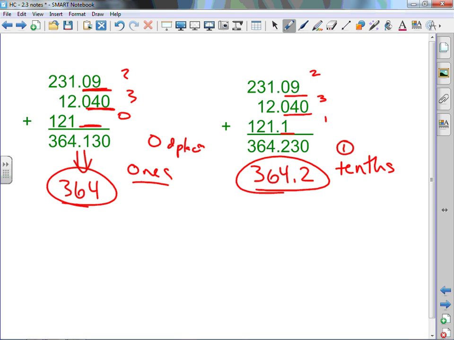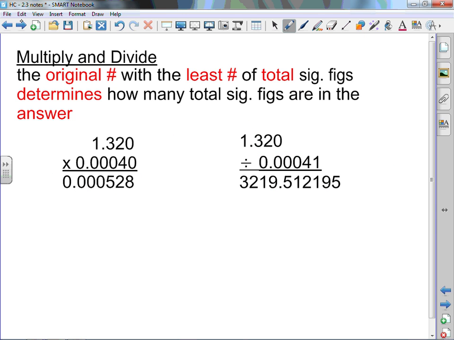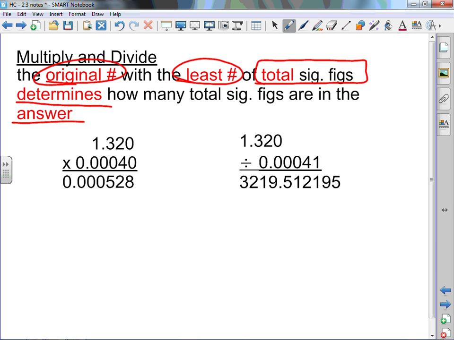Last thing we'll do here is we'll look at multiplying and dividing. All right, so multiplying and dividing, very similar, just one small little change. The original number with the least, okay, so that's still going to drive this. The original number with the least, now here's the difference, total digits. So now we're not just looking in the decimal places, we're looking in the entire number. The original number with the least determines the answer.